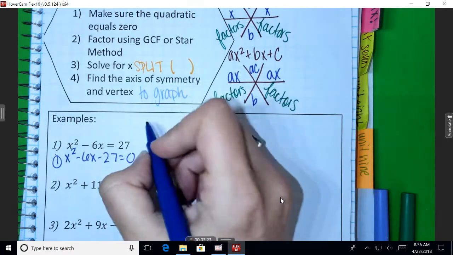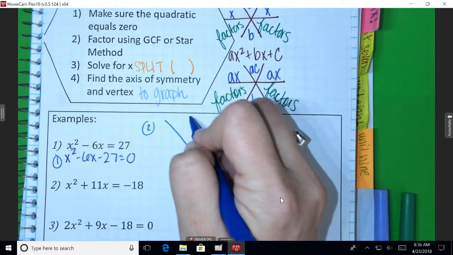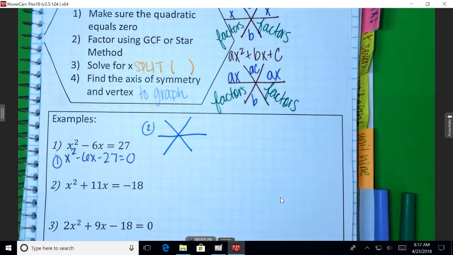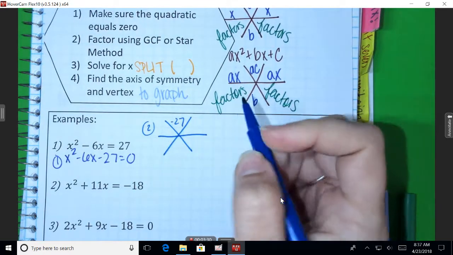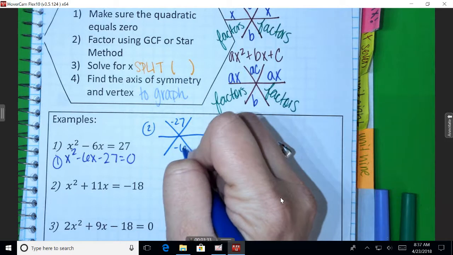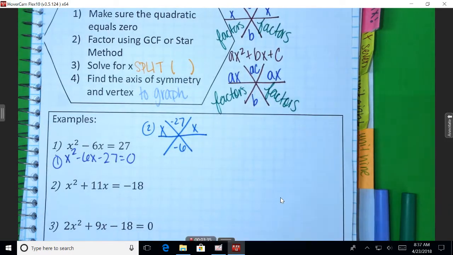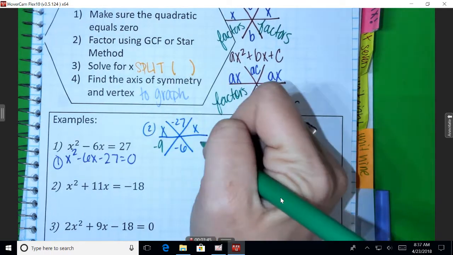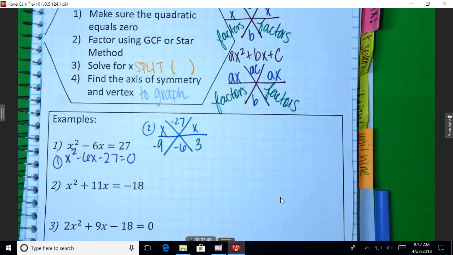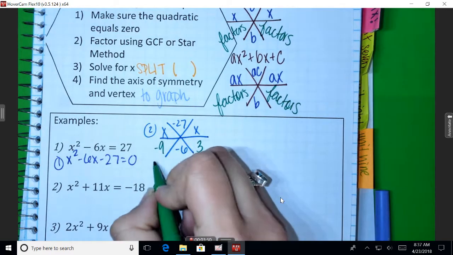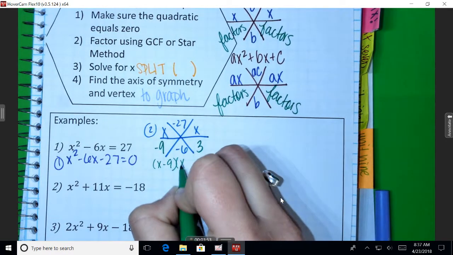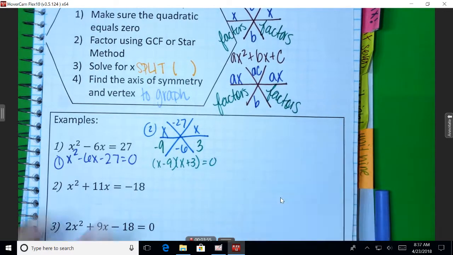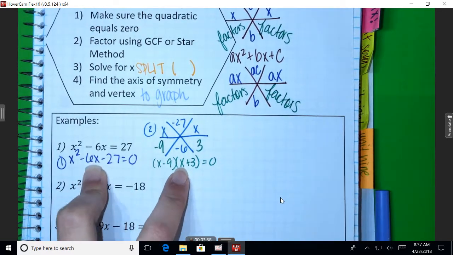Alright, so step 2 is the star method. What goes in the top of our star? Negative 27. What goes in the bottom? Negative 6. And x and x because we don't have an a. So what two numbers multiply to give us negative 27 and add to give us negative 6? Look at us go. Take a point. And so then I write it as x minus 9 times x plus 3, and it's equal to 0 because it's still part of this equation.